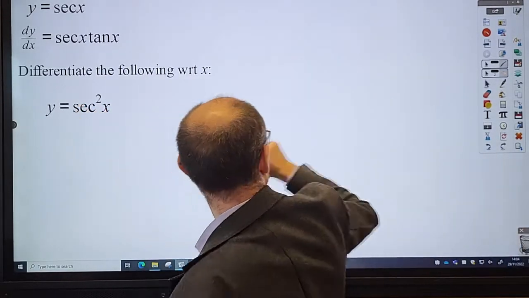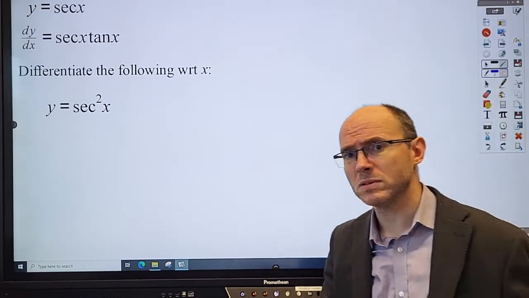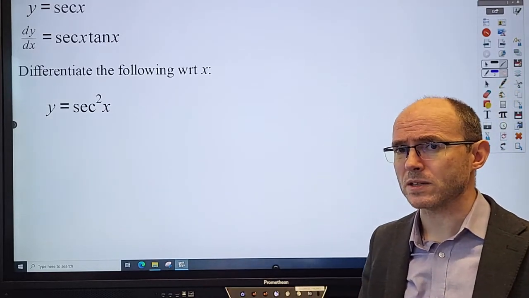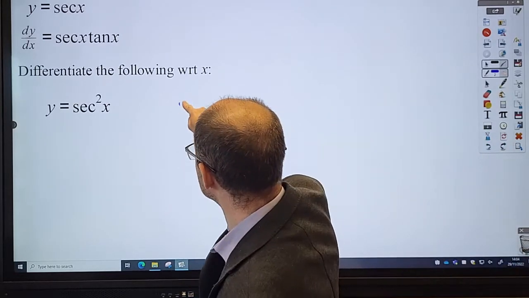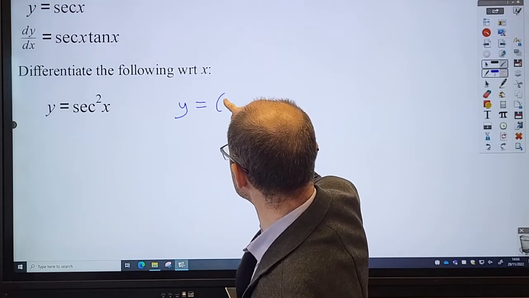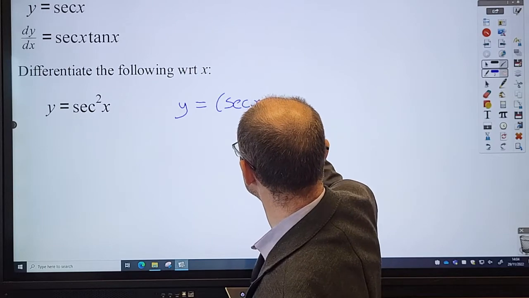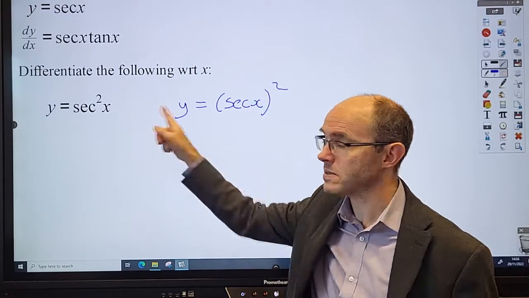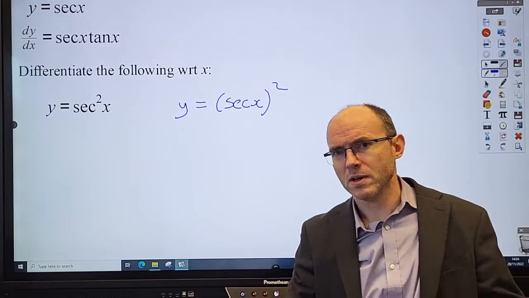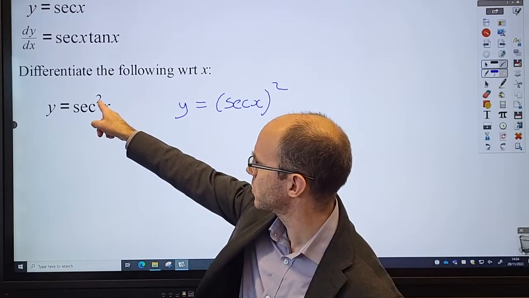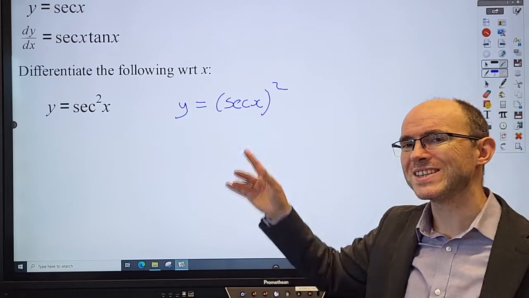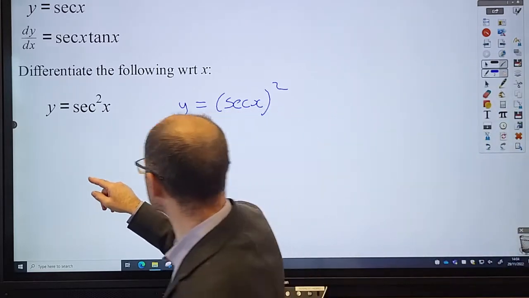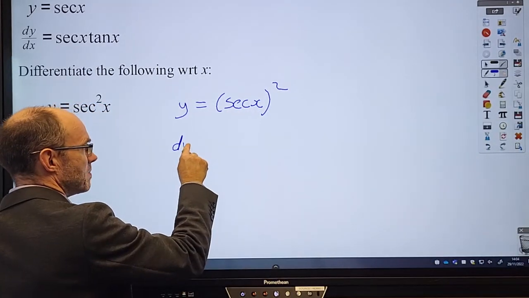So here we go. If you saw my previous video on differentiating sine squared x, cos squared x, tan squared x, you'll notice that I suggested you can write it like this: sec x to the power of 2, because that means the same thing. It's just our convention to put the squared there, isn't it? Sec squared x. But that's what it means. It might help you in knowing how to differentiate it. I'll put my working down here now.